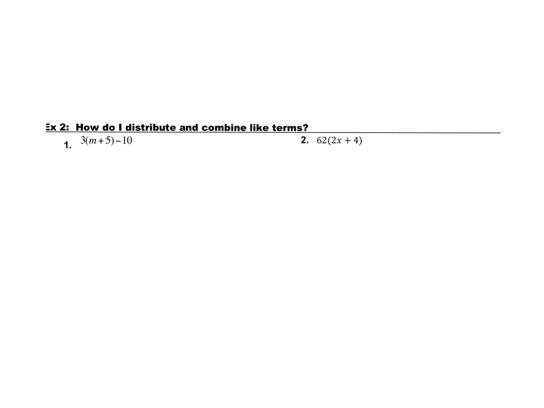All right, so let's go ahead. We'll start with this first one. I have 3 times m plus 5, and then I have minus 10. So we're going to do this part first. Remember, with the order of operations, it's please excuse my dear Aunt Sally.